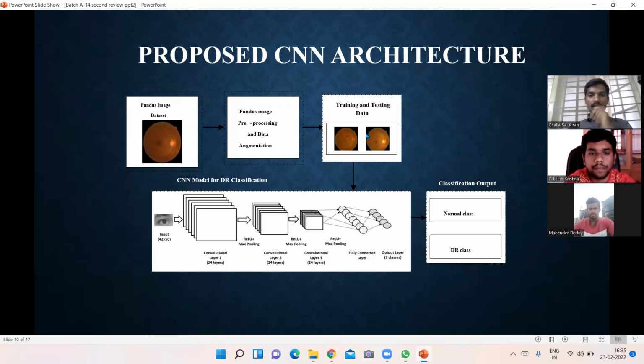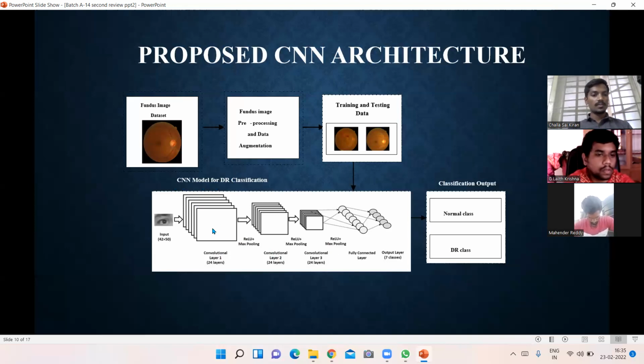After this training and testing, we are giving the model to the CNN class for DR classification. In the CNN model, we have three layers: one is the convolutional layer, one is the maximum pooling layer, and one is the fully connected layer.